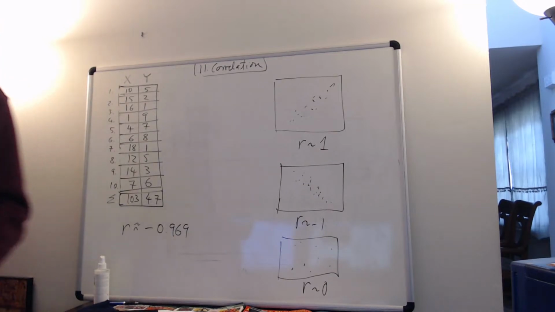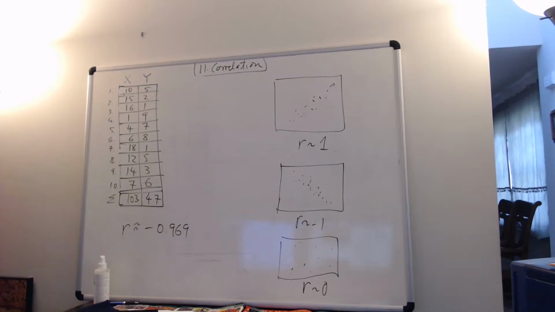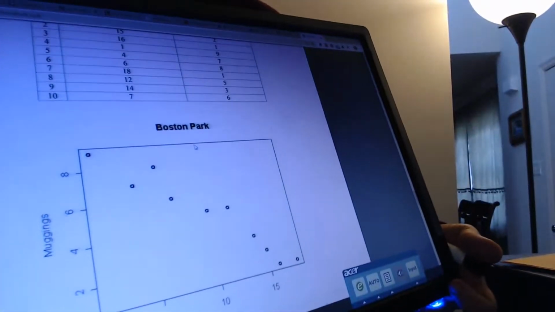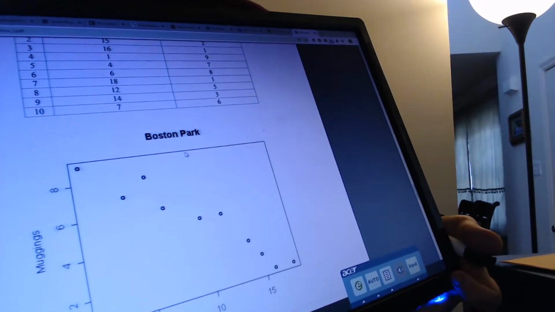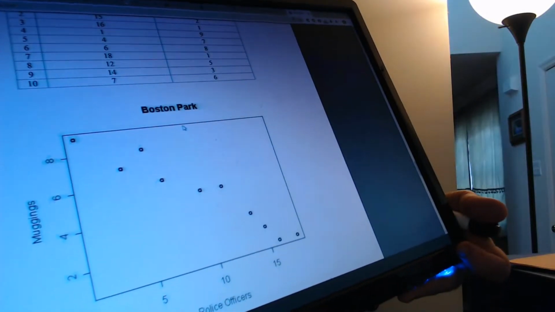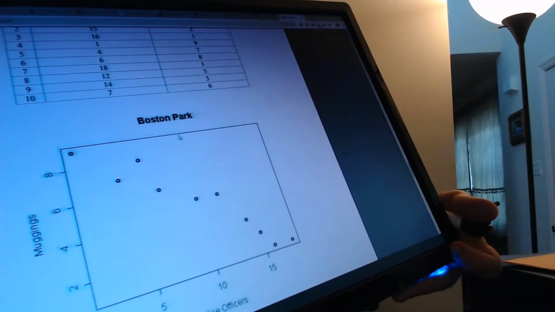So again, I can show you my graph. This is a graph from the lecture. This is again the Boston Park example. So this is how the graph looks, right? When you increase the number of police officers on duty, when you increase the X, the Y goes down. The Y gets smaller, and you have this trend. You can clearly see this trend going down.